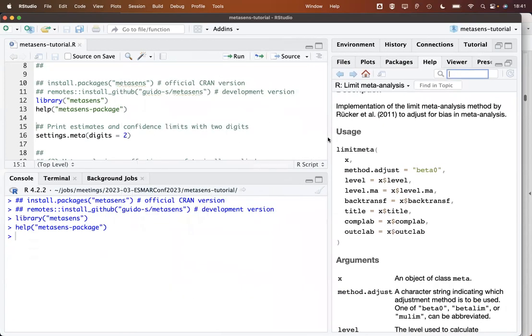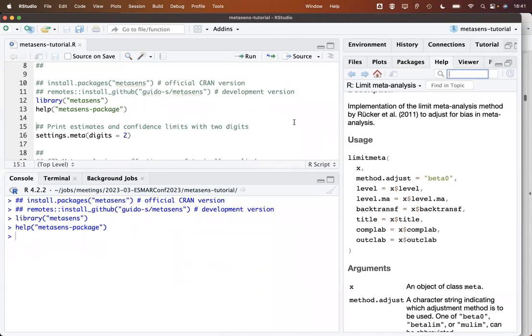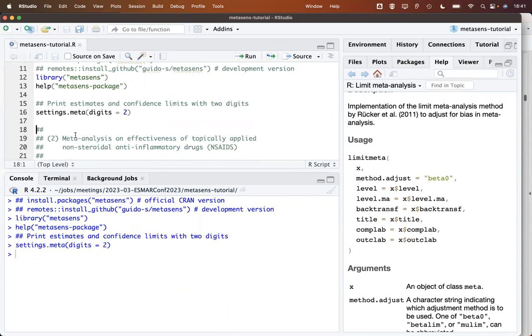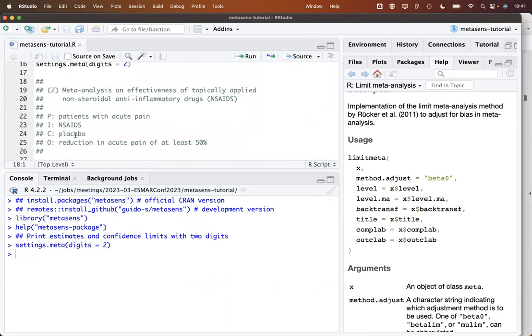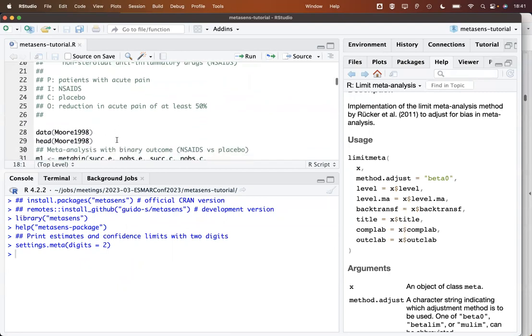Okay, before we get to the limit meta-analysis results, let's first dig into one meta-analysis example, and this is an example which is available in the metasens package. It's on the effectiveness of some painkillers, abbreviated here NSAIDs. They were applied in patients with acute pain and compared to placebo, and here the outcome was the reduction in acute pain of at least 50%.